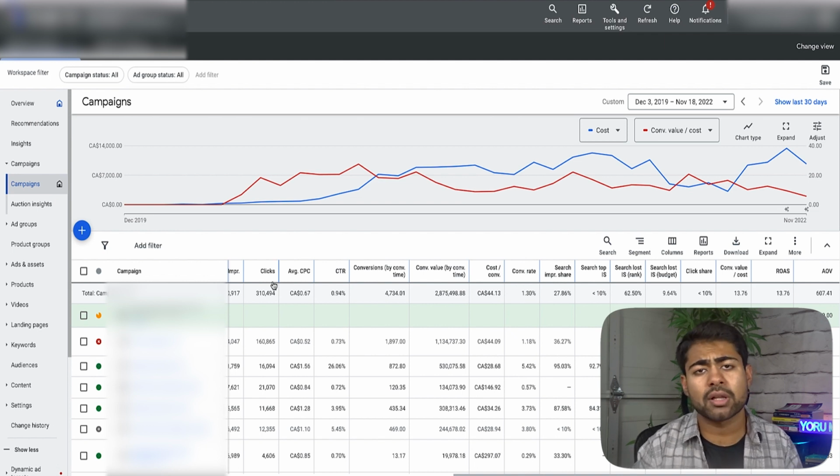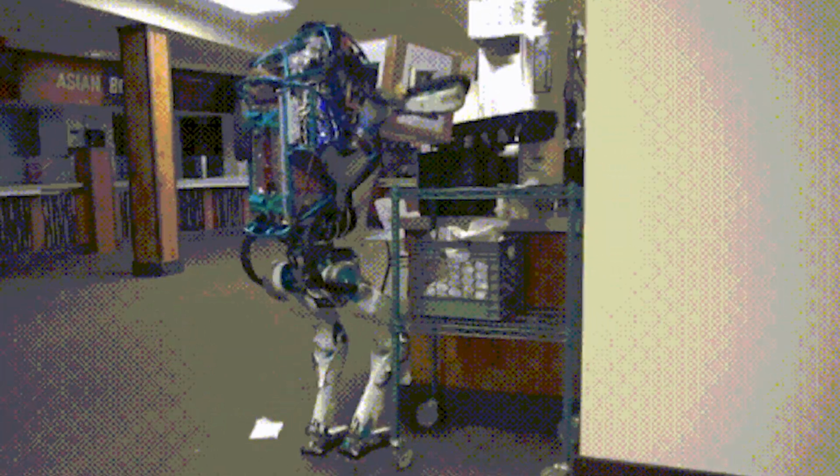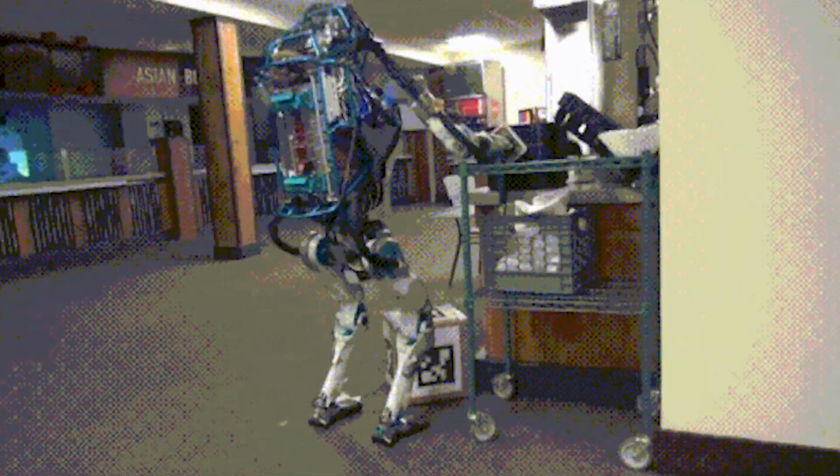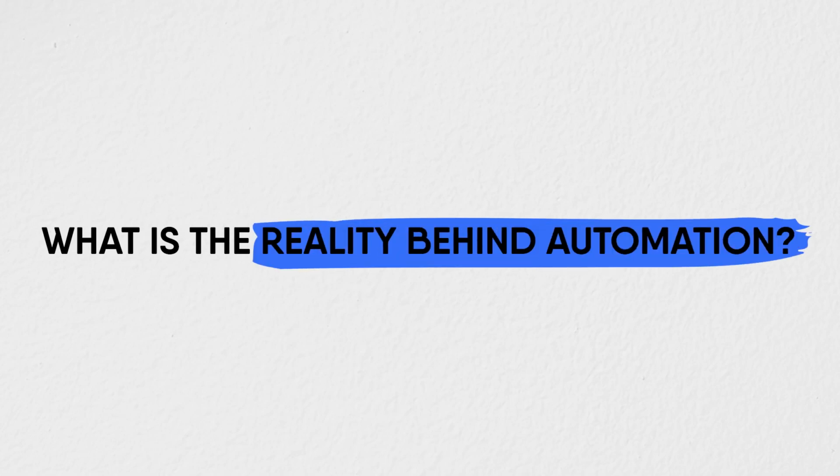But unfortunately, the reality of 99% of e-commerce store owners is they are nowhere close to full-on automation with their e-commerce brand, especially when it comes to Google Ads. So what is the reality behind automation? How can you personally achieve automation, or at least a certain level of automation, when it comes to your e-commerce brands, especially with Google Ads?